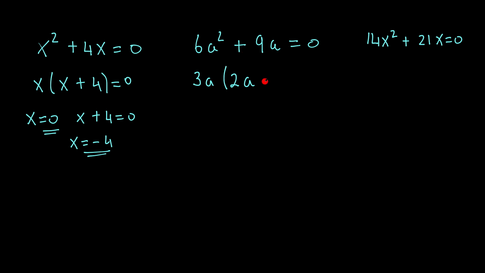Then I need to ask, 3a times what will give me 9a? And of course, that would be 3. So we have 3a times (2a plus 3), and that is equal to 0.